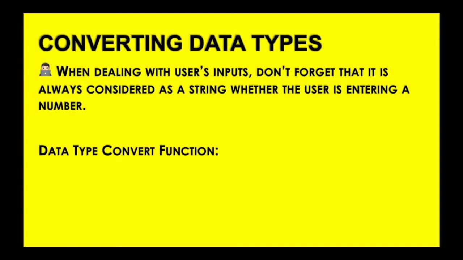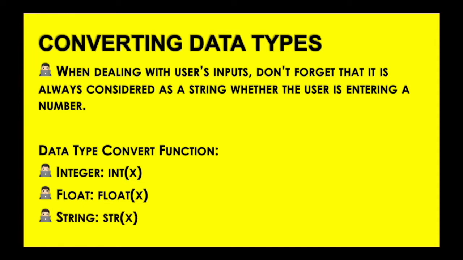So for the data type conversion functions, we have here the integer. If we are converting into integer, the syntax must be int(x). So x here stands for our data that we need to convert to integer, and for the float, that is float(x), then string, str(x). Okay, so let's try to convert, and let's go now to our Jupyter notebook.